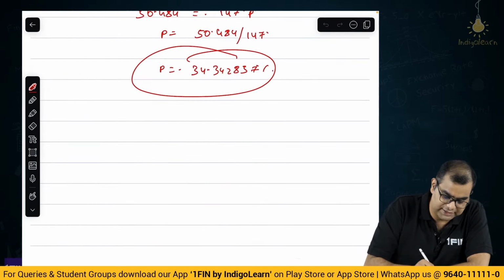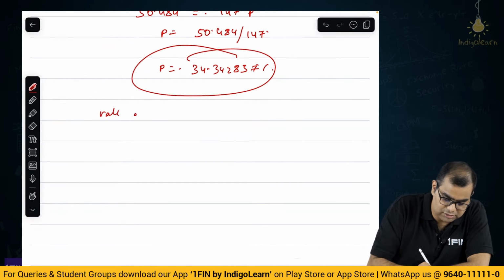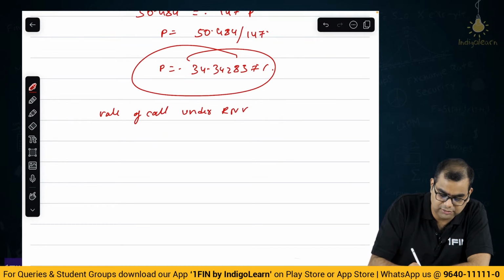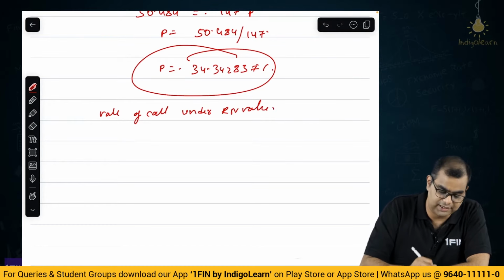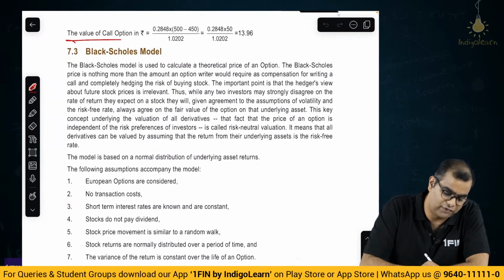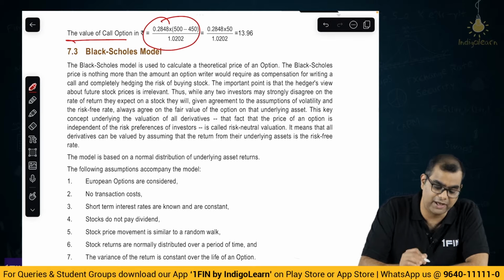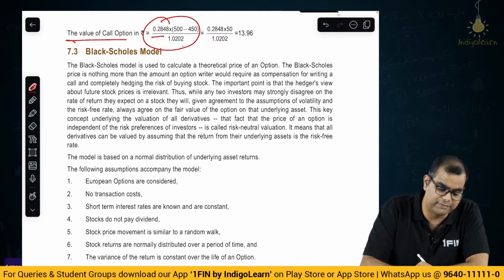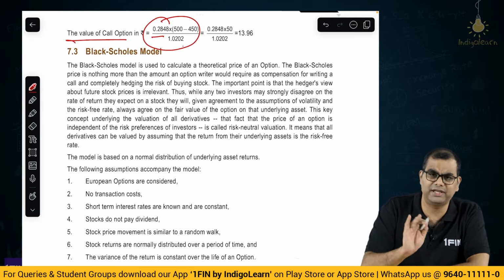Now, after having done this, P is this one. How do you value the value of call under risk neutral valuation? What have they done here? See, value of call option. They have directly taken the payoff multiplied by the probability divided by the present value. Basically, same thing as what we have done in payoff for binomial model.